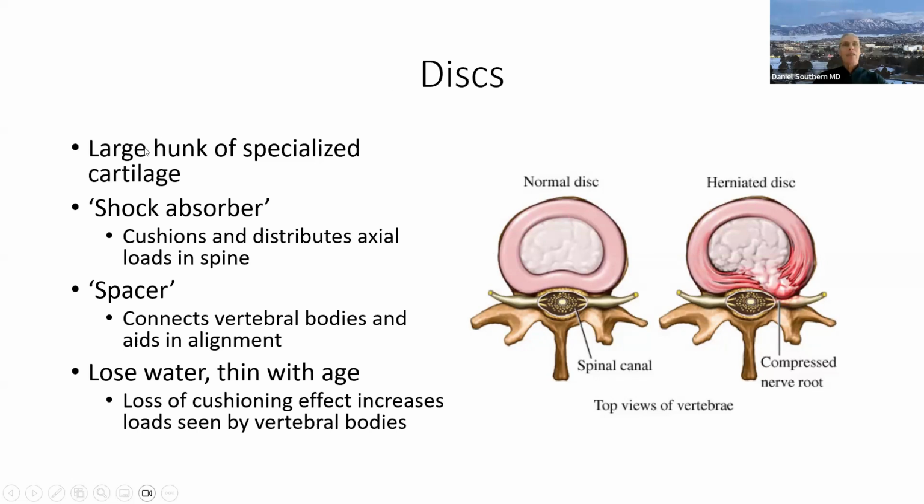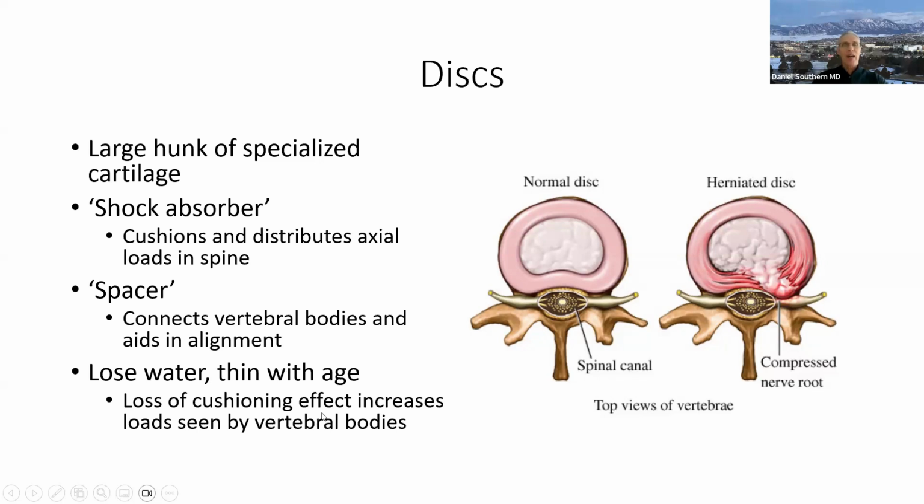The disc acts as a shock absorber. It's a big cushion in between bones, and it distributes axial loads in the spine. It also acts as a spacer, keeping the ligaments really taut and the muscles separated and the openings for nerves that exit the spine nice and wide open. But with age, they lose water and they thin. They lose disc height, we call it. And they also lose their cushioning ability.